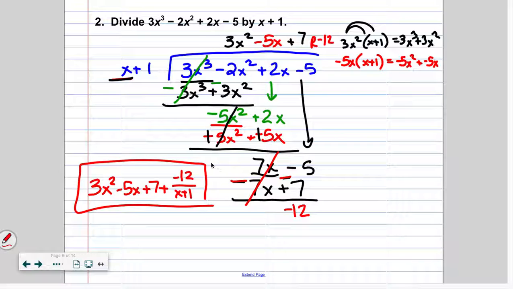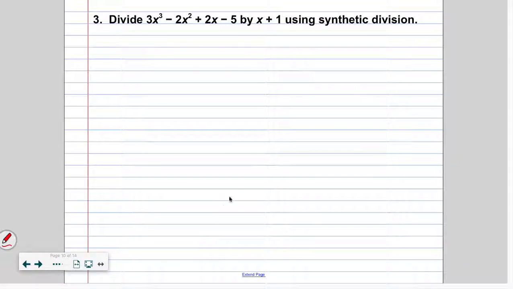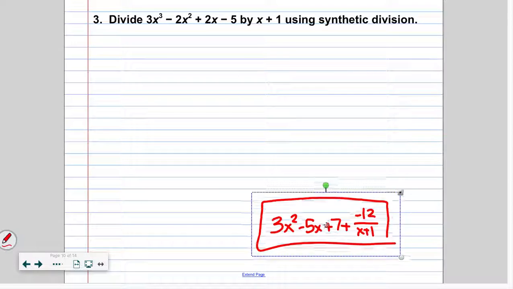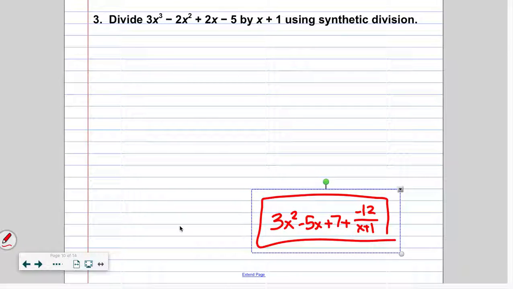So what I'm going to do is take this answer and copy it. And we're going to look at this problem, but this time we're going to do it using synthetic division. So I'm going to paste my answer right down here. Okay, so you have that answer. It's on your last slide. You don't need to paste it or rewrite it, but it's right there. Let's do this using synthetic division.